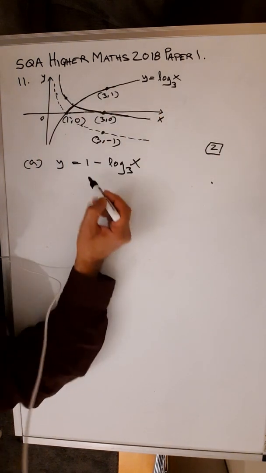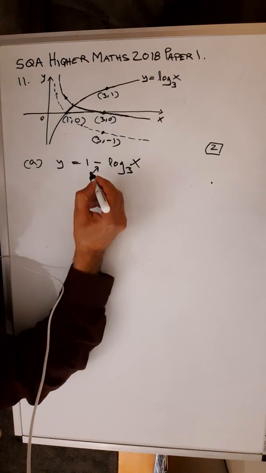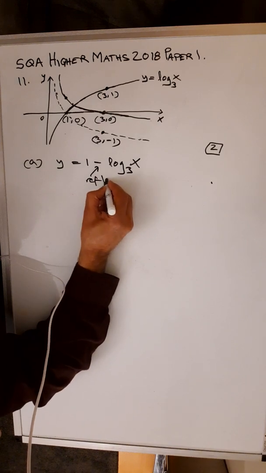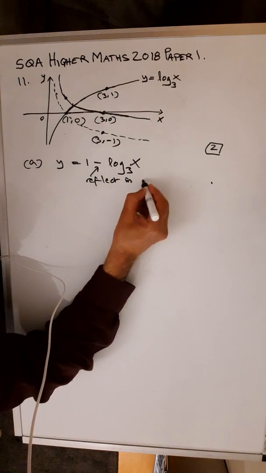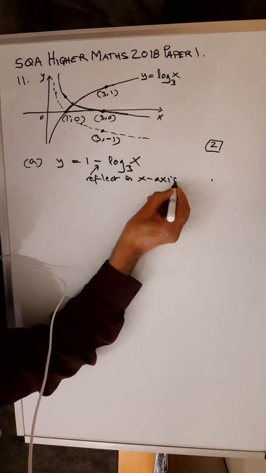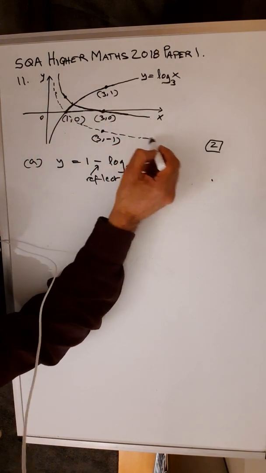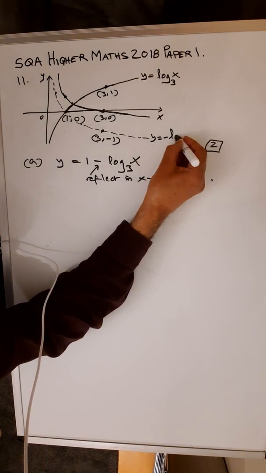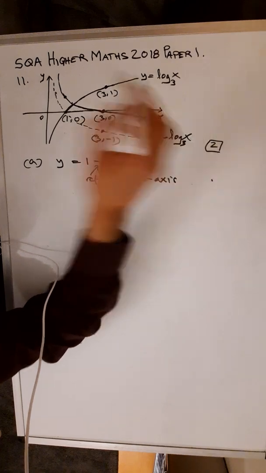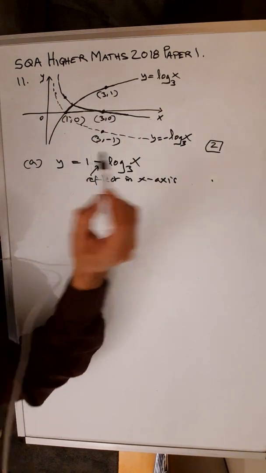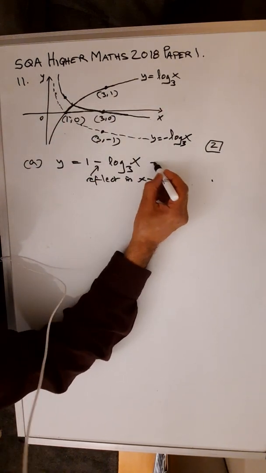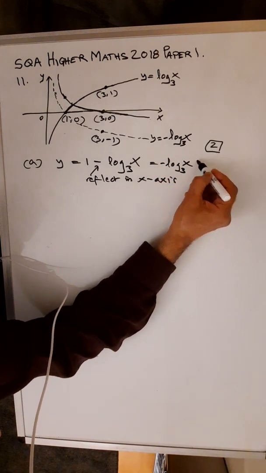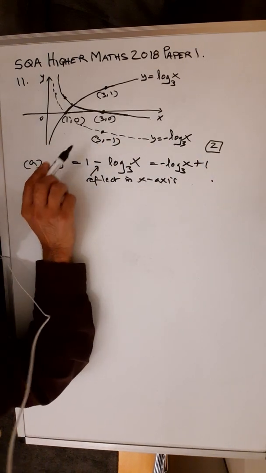So what this means is that first of all, you're going to reflect in the x-axis, which would give you this curve here. So this is y is equal to minus log to the base 3 of x. You just reflected it on the x-axis. Now this means that you're going to move it up by 1. You can rewrite it as minus log to the base 3 of x plus 1. That means you're moving this curve up by 1.